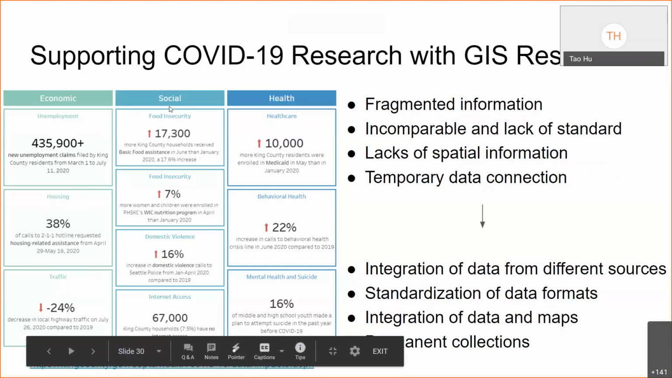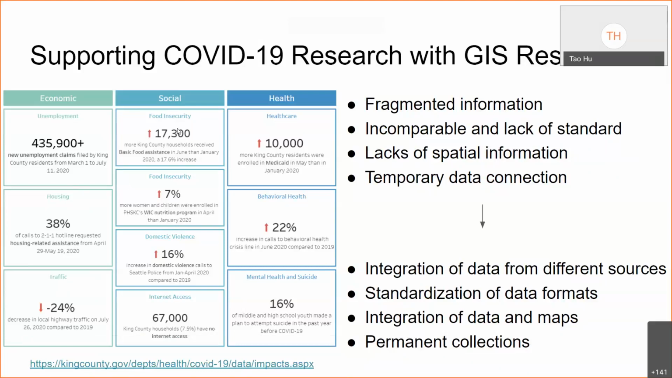From the social side, the food insecurity problems are getting higher, and domestic violence is getting higher. And for the health issues, especially for the medical aid, the application number is getting higher, and the health critical crisis line is getting higher as well. So you can see these are the differences before and during the pandemic.